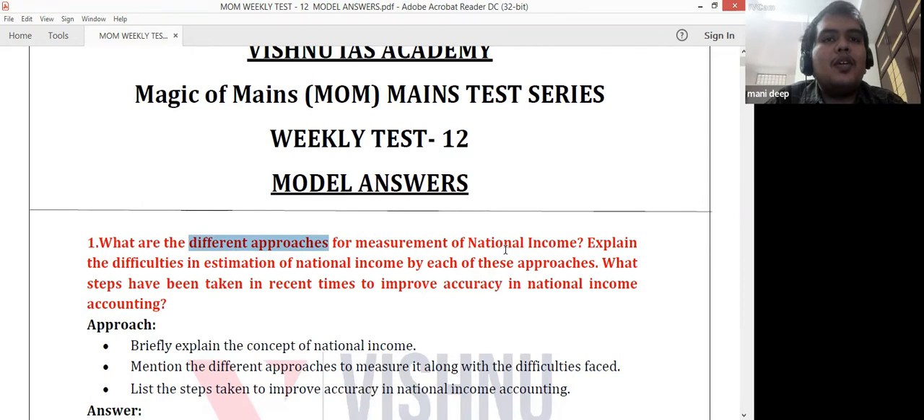So you should write about approaches like product-based approach or income-based approach or service-based approach. Like there will be 3-4 approaches. You should discuss about 3-4 approaches.